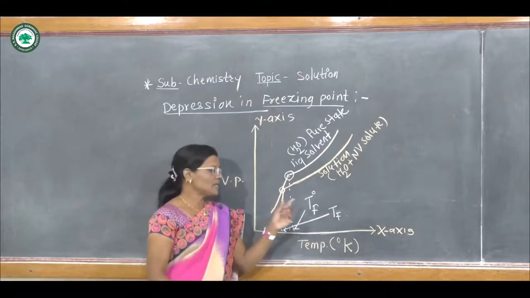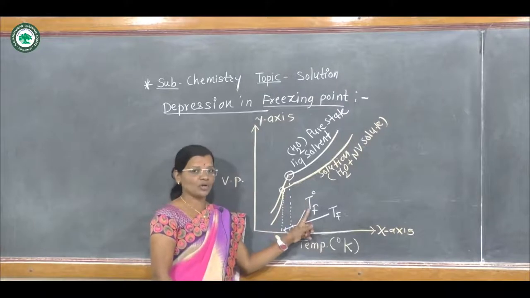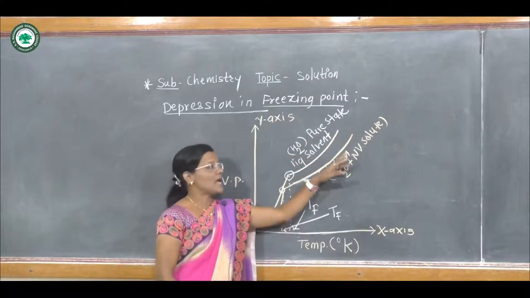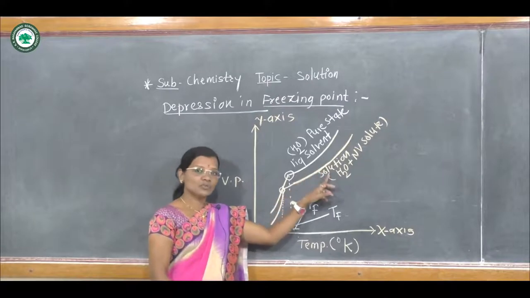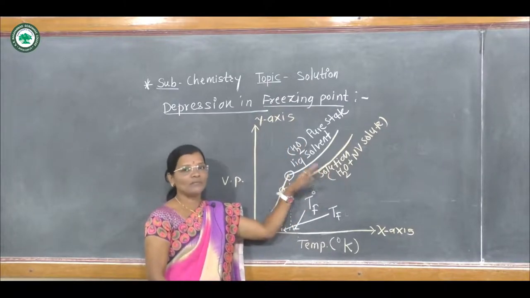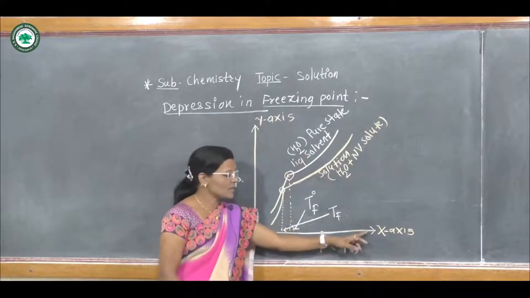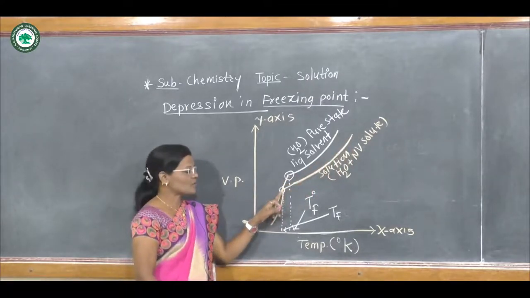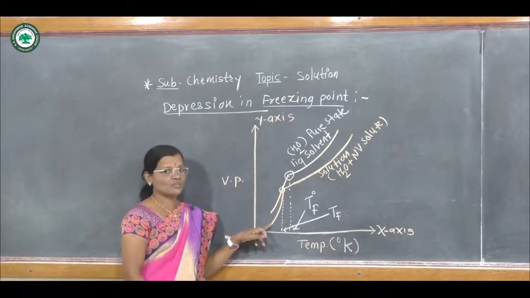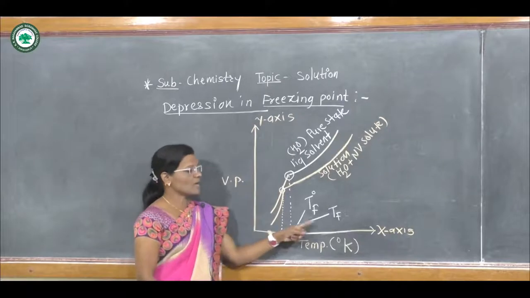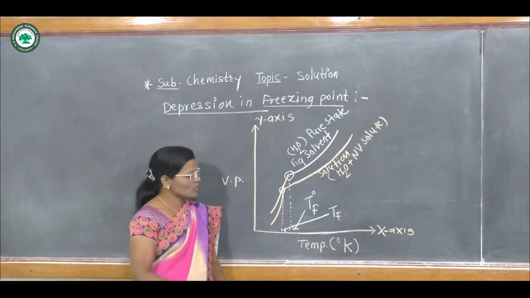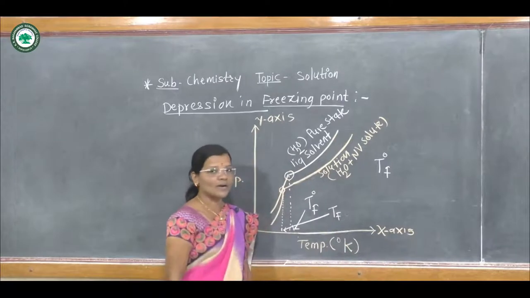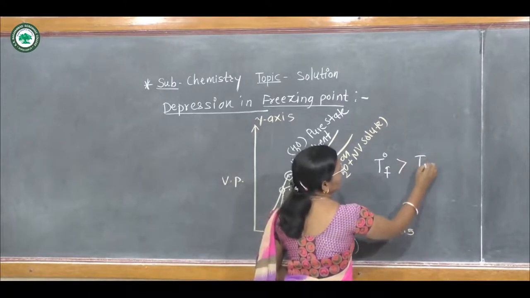Now from this graph, T°F is the freezing point for pure solvent. When non-volatile solute is added into that water, vapor pressure decreases, and hence the vapor pressure curve for this solution always lies below the curve of pure solvent, that is water. As temperature decreases, the vapor pressure of the solution goes on decreasing, and at one stage a sharp decrease in vapor pressure is observed, and the corresponding temperature is called the freezing point for solution. Now it is observed that the freezing point for pure water, that is for pure solvent, is greater than the freezing point of solution.